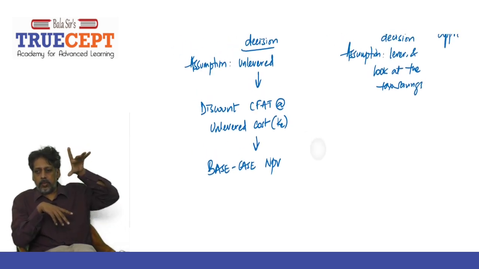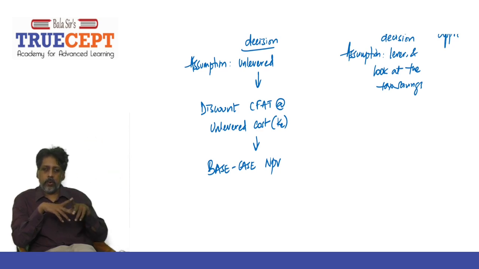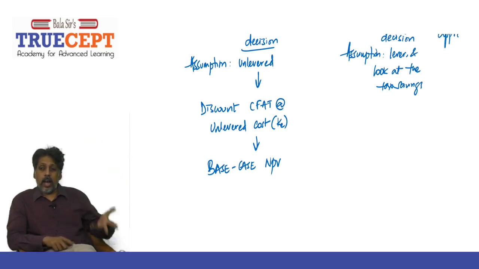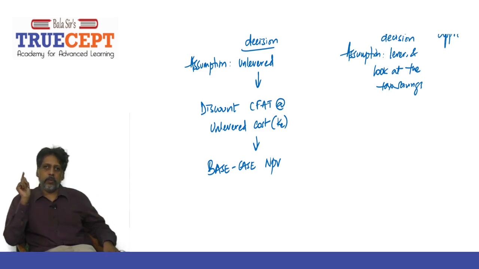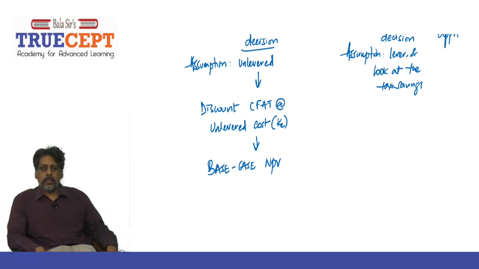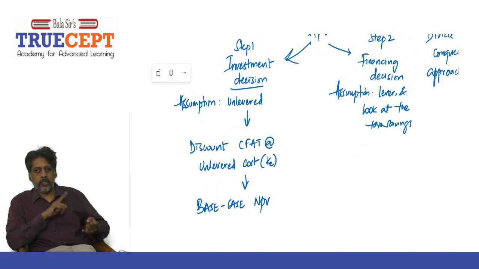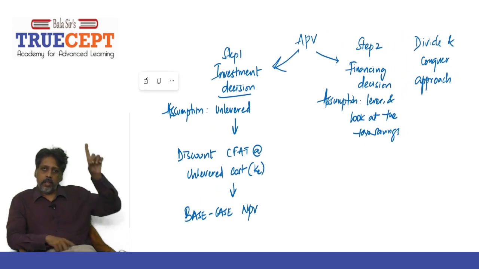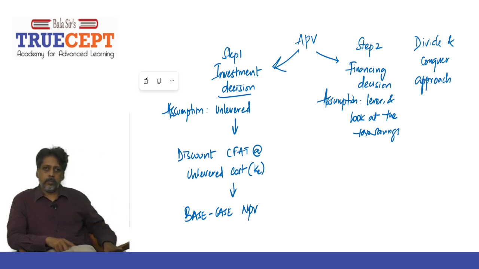It is under investment decision. Please discount the cash flows after tax using what? The unlevered cost of equity. And the number you get after discounting all the cash inflows and minus the initial outlay, you get something called the base case net present value. That means what? Is this project worth investing or not? Doesn't matter how it is financed. Got it? That is the first branch done.